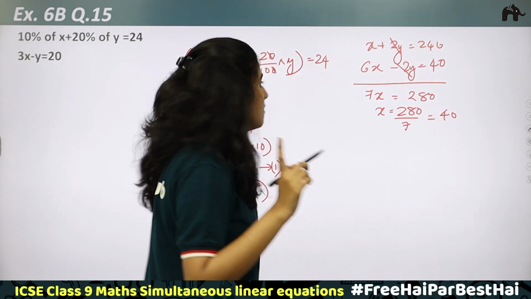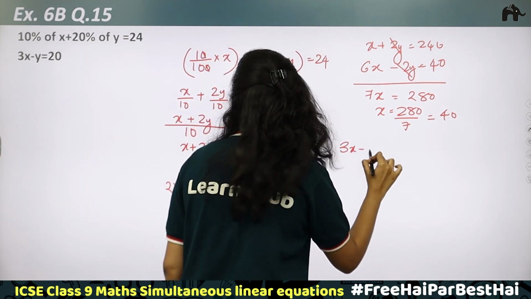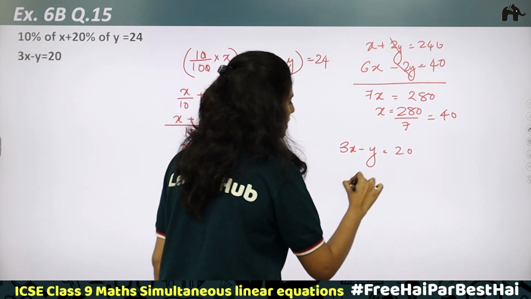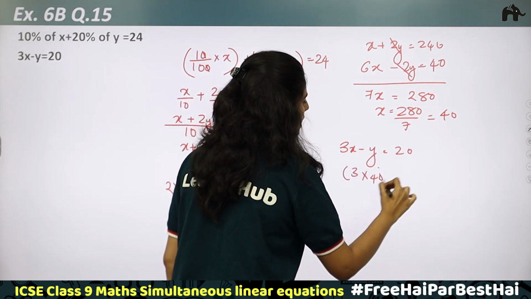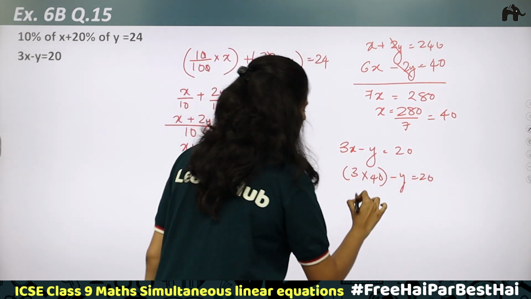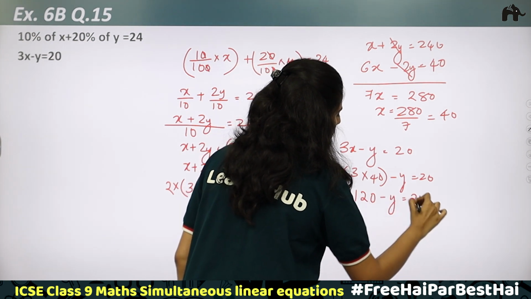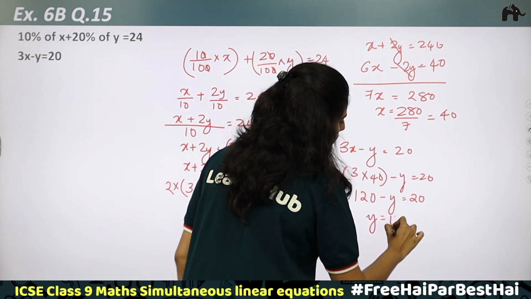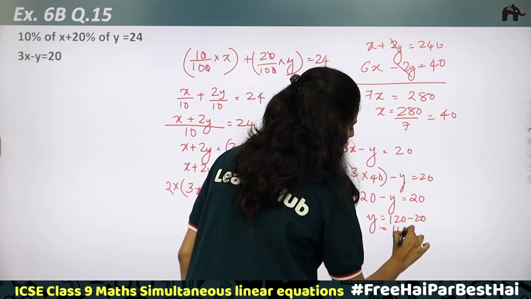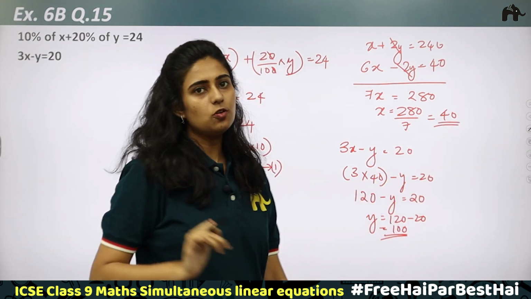Next, we have to find the y value. So consider the second equation. 3x minus y is equal to 20. Substituting the value of x here, 3 into 40 minus y is equal to 20. 3 into 40, 120 minus y is equal to 20. Then y is equal to 120 minus 20, which is equal to 100. So x value is equal to 40 and y value is equal to 100.